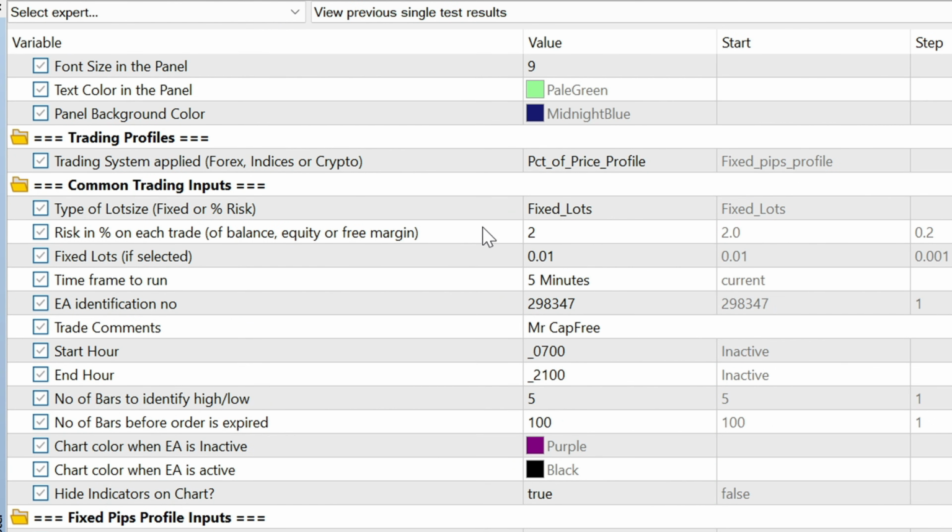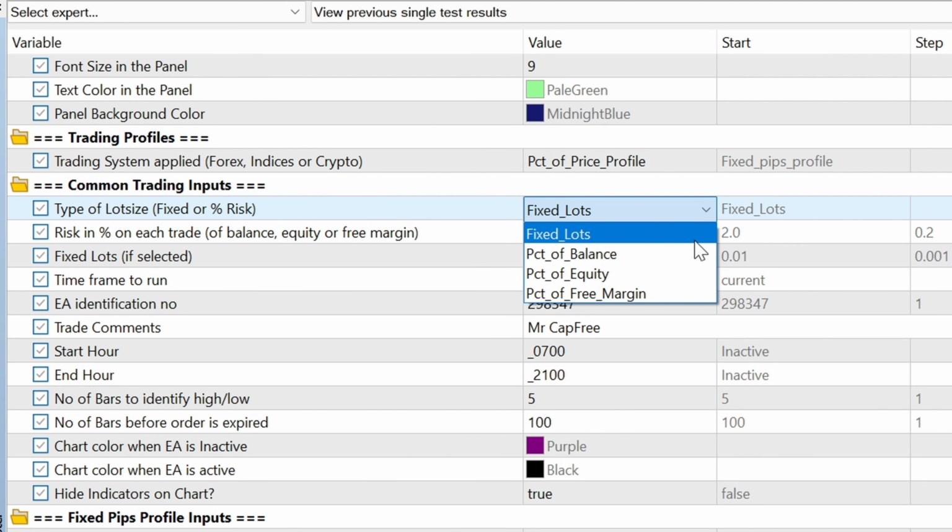Then the other setting we're going to change is the lot size setting. So before you only used to have risk as a percentage of the balance, but now you can define as fixed lots, as a percentage of balance, as a percentage of equity. So in case you have other open trades because of another EA, the EA also takes that into consideration. And then also as a percentage of free margin, because if you have other trades open on the account, then free margin is more relevant than the equity itself.